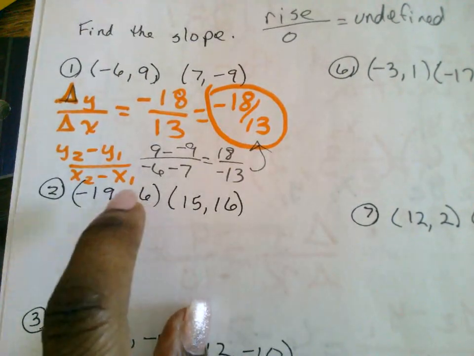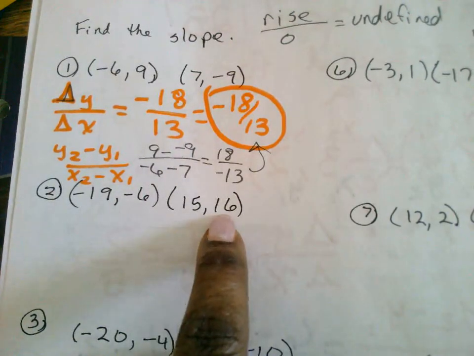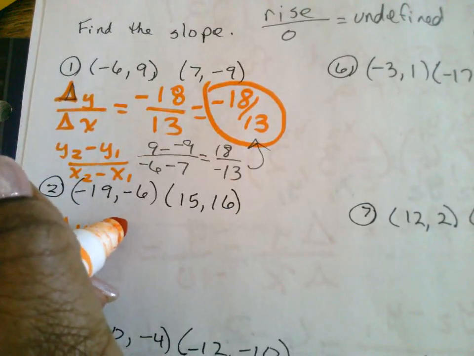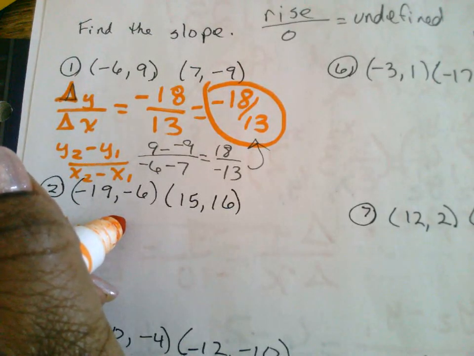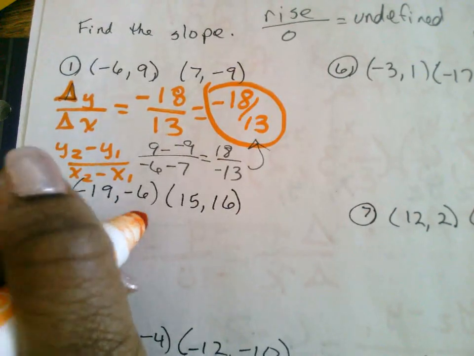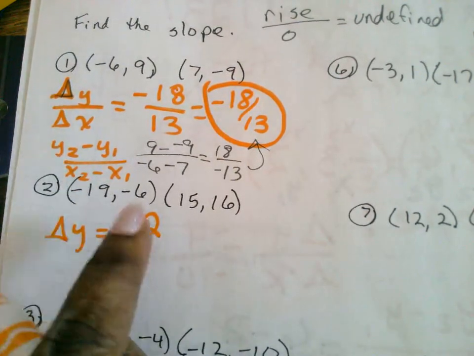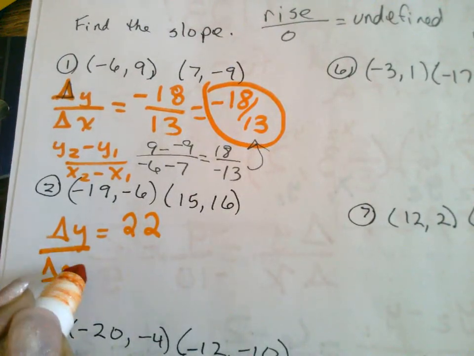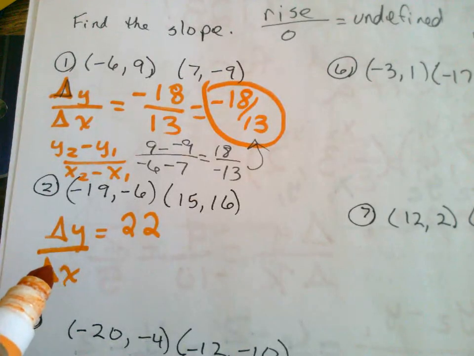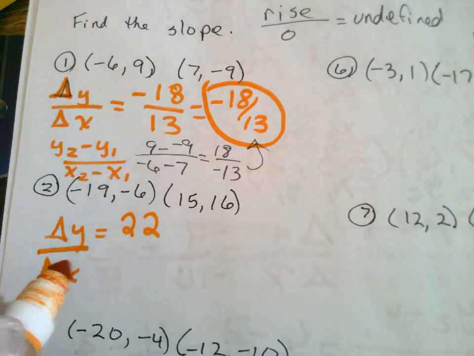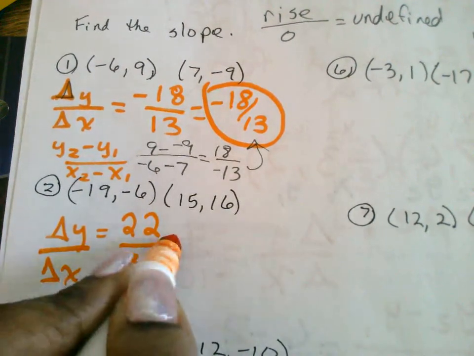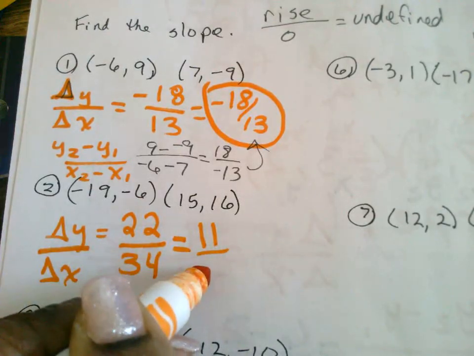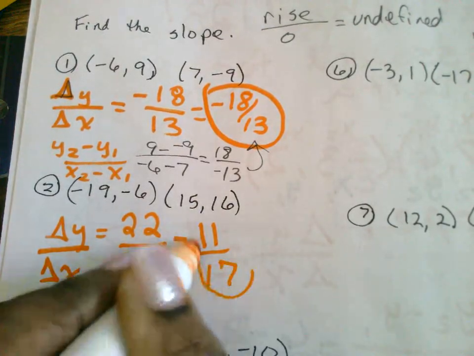Number 2, the distance between negative 6 and 16 is adding, I think, like 22. Is that correct? I'm going to say that that's right. The change in y on number 2 is 22. Yes. All right. The change in x is a whole lot of maybe like 34. Yes. All right. Now we can reduce this. 11 over 17.